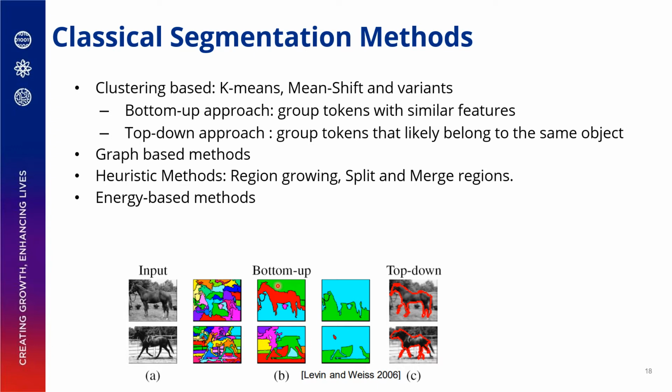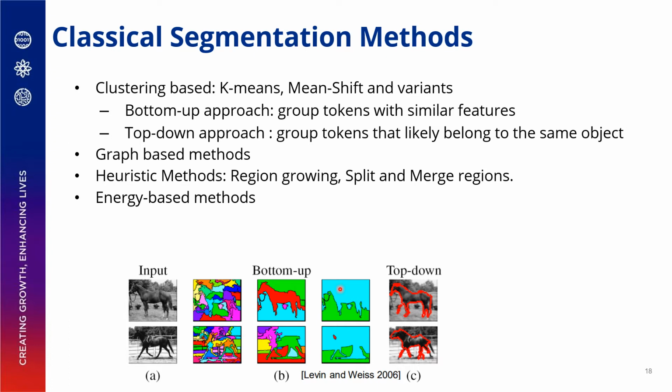Algorithms like these have two types of approaches. Either they're a bottom-up approach, which means that you group tokens with similar features. Over here, you have features like your horses, which are an animal, you have grass, you have trees, and so on. Depending upon how many clusters you pick, you can either get over segmentation or severe under segmentation.